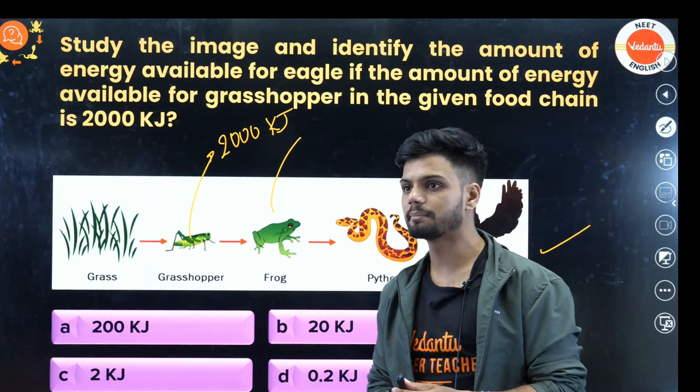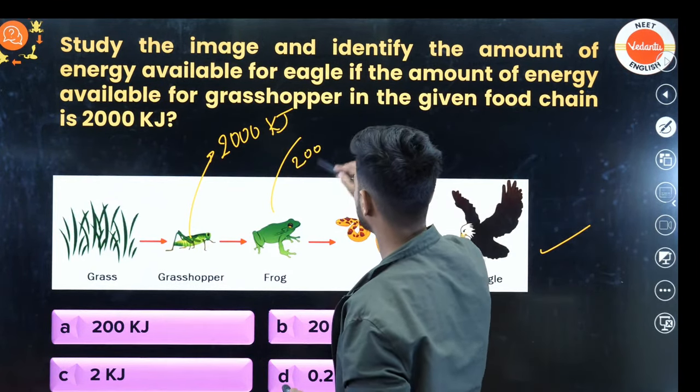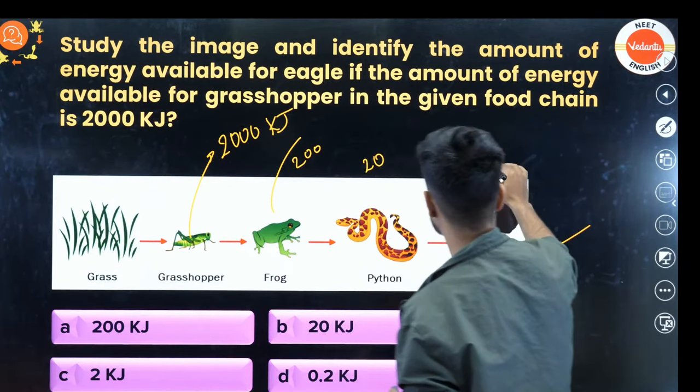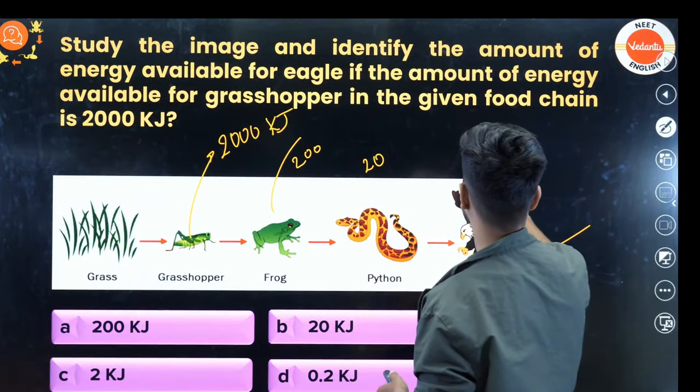Check. 10% law, tell me quickly. So grasshopper has 2000, this will have 200. This will have your 20. This will have 2. This will have 0.2.